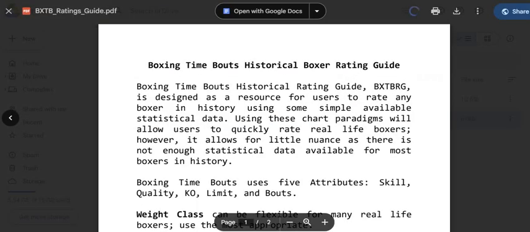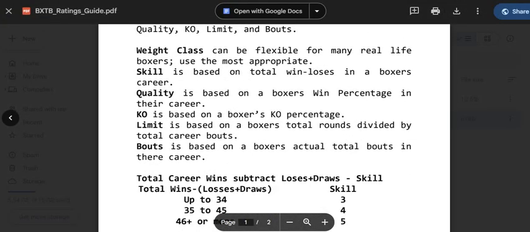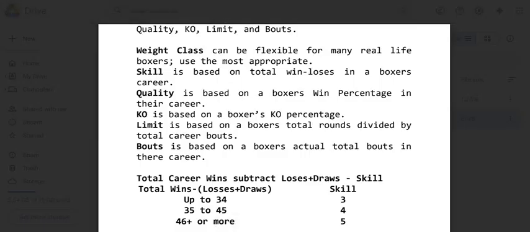Okay, so the ratings guide, very simple. Weight class is flexible. Many real-life boxers fought in multiple weight classes, and I do not differentiate boxers' statistical data based on weight class. So you could have a boxer who fought at middleweight and welterweight. Terence Crawford fought, I don't know how many weight classes. How he's rated is for his career. So that's just what he's going to be, whether he's fighting lightweight or middleweight. So don't worry about it.